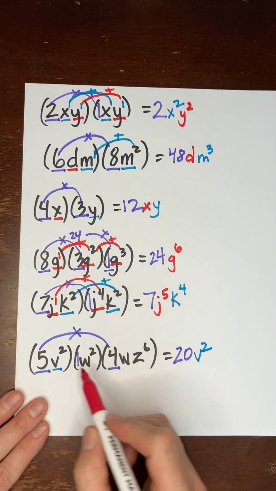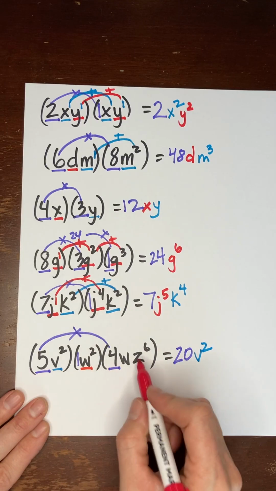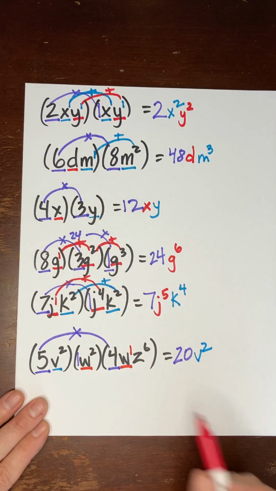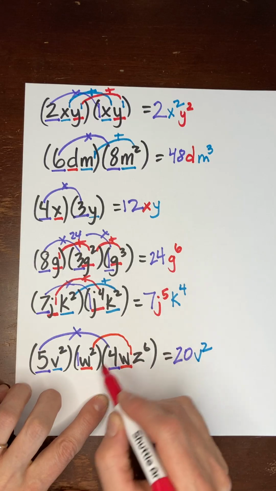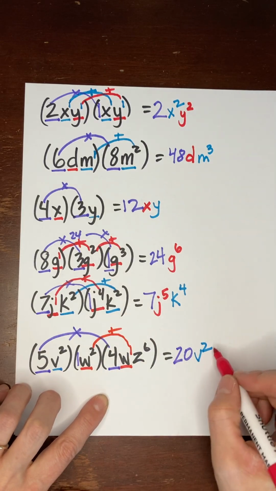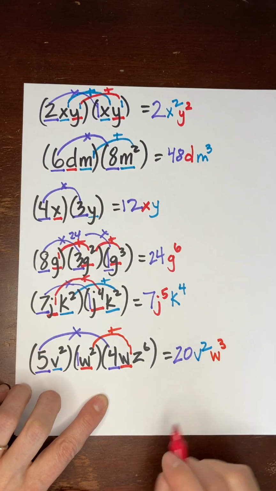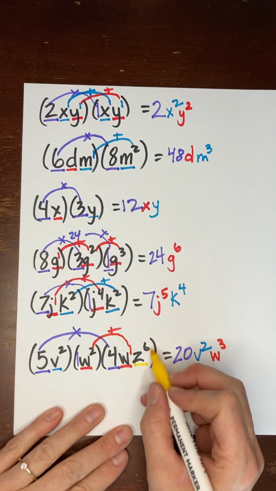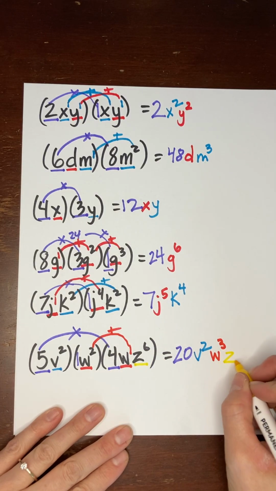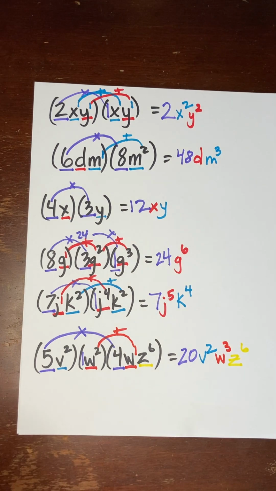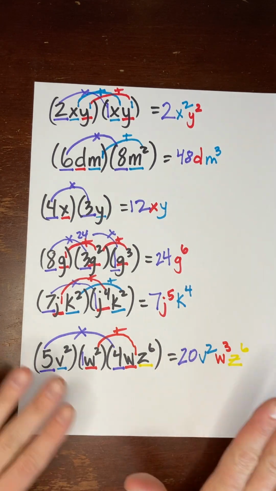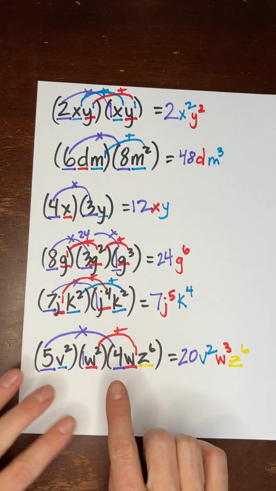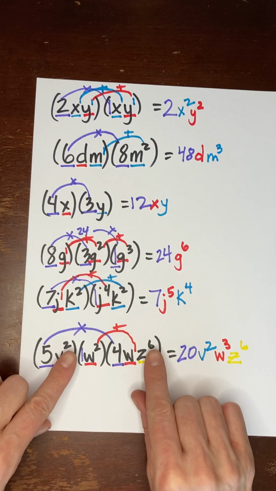And then I've got w squared. I have w to the 1. I can add exponents here because these are like bases. 2 plus 1 is 3. And then I have one more, which is z to the 6. There's no more z terms to combine, so we just go ahead and copy the z there. All right, so the key to success in these is you multiply coefficients and you add exponents.